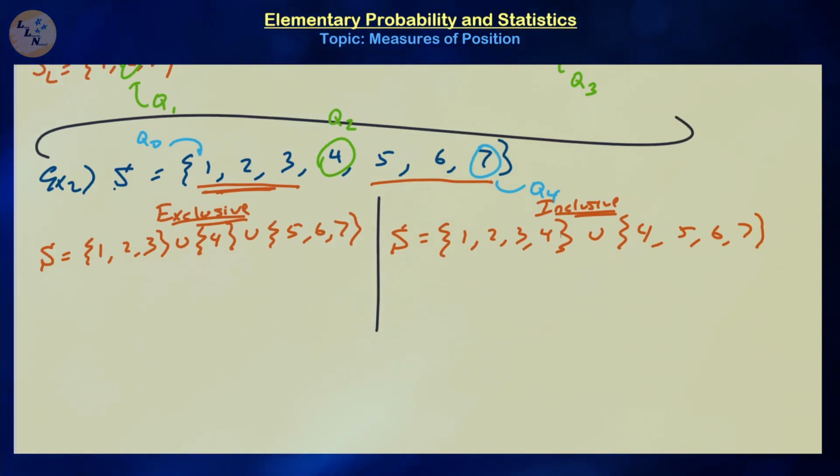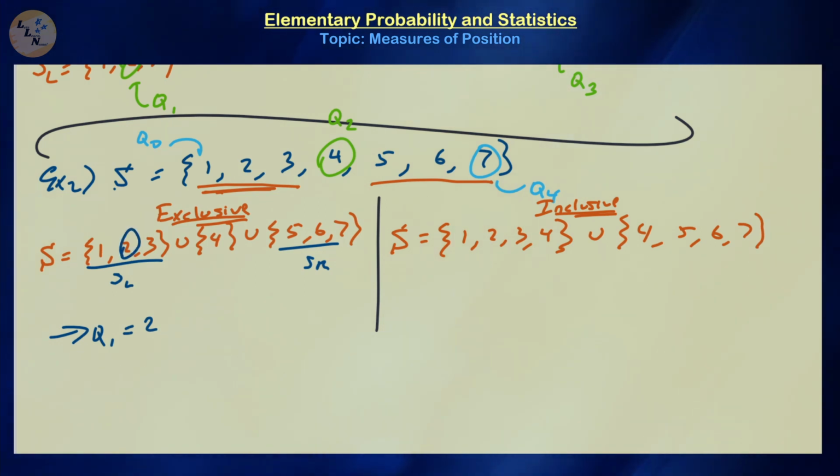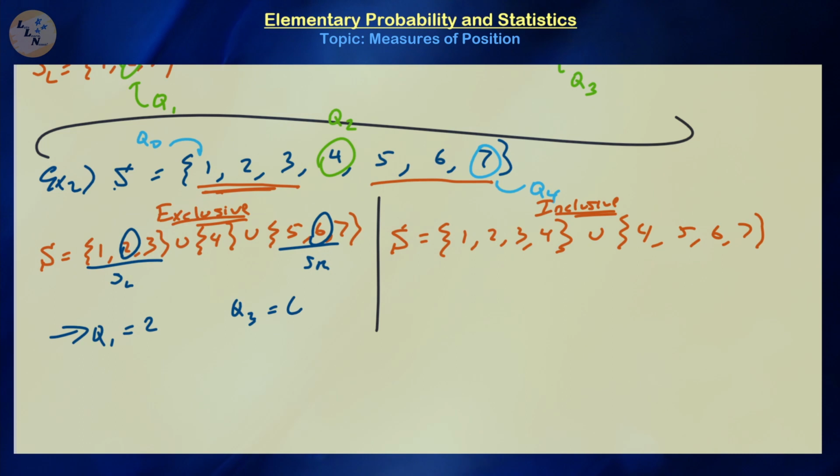Now, of course, the inner quartiles from the definitions of SL and SR are going to be slightly different, exclusive versus inclusive, but the way to find those inner quartiles is going to be the same for both, right? So this is going to be SL, this is going to be SR for the exclusive approach. So that means Q1 is going to be equal to 2, the median of that one, and Q3 is going to be the median of the right-hand side, so that's going to be 6 for the exclusive approach.